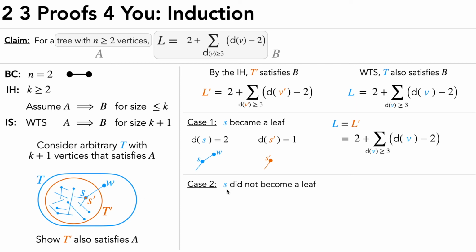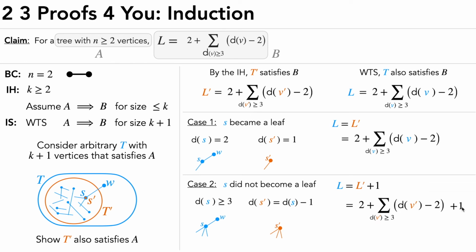The second case is when S does not become a leaf. This means the degree of S must have been greater than or equal to 3, looking something like this. We know by definition S is connected to W, and it must have been connected to at least 2 other vertices. After we remove W, the degree of S goes down by 1, and it looks something like this. This means we lost a leaf when we lost W, and we didn't gain a leaf because S didn't become a leaf. So the number of leaves went down by 1, so L is equal to L prime plus 1. Plugging in what we know for L prime, we would get this plus 1.